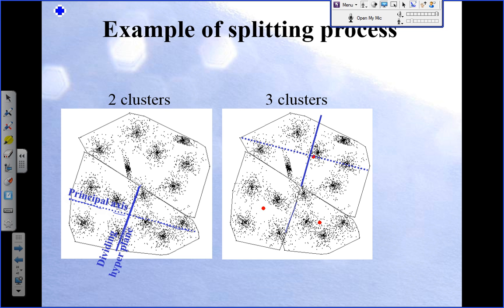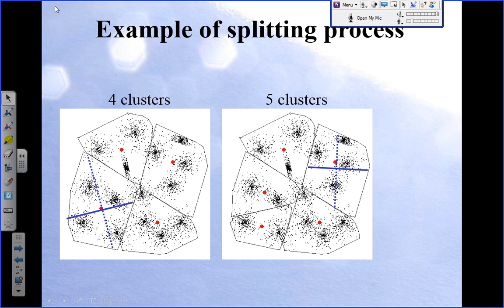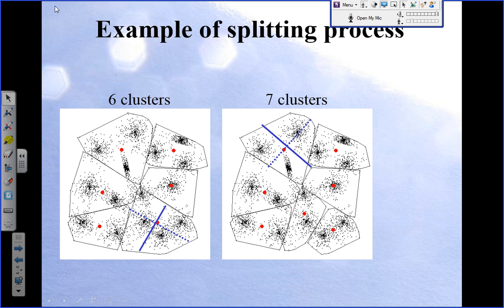Dividing is done, and then we do the next best cluster, so it's the bigger one here. Principal axis again quite easy to see. Optimal dividing point is here, and we divide. Now we have four clusters. Next, this will be split, and you can see the splitting line. Result is here. Next will be split this one. 6 clusters now. Next we split the bottom right cluster, 7 clusters, top left.